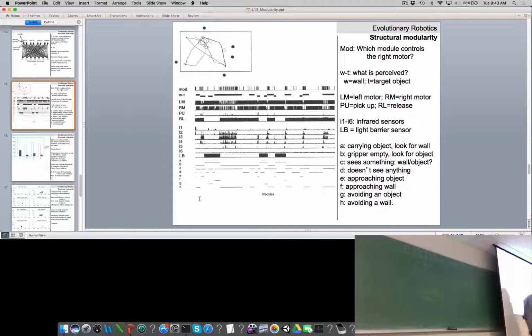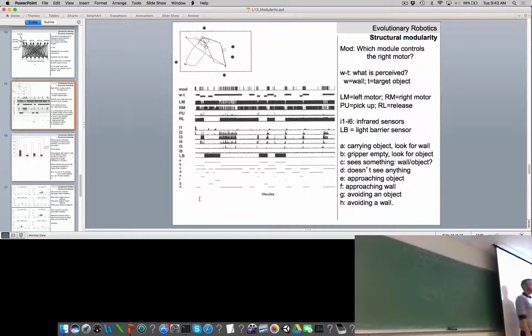Here's the light barrier sensor. So you can see that LB correlates, or is inversely correlated, with RL. Why? What does this mean, and why does this make sense for the robot? What's the light sensor that's going through? This is the light sensor, right? So here the light beam between the pincers is unbroken. There's nothing between the pincers. Suddenly the beam is broken by a sugar cube, right?